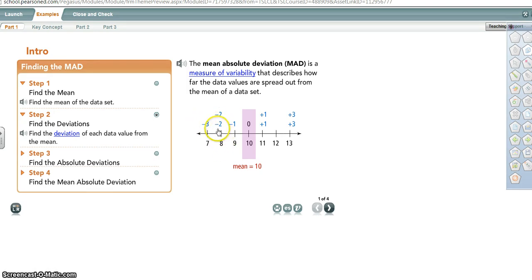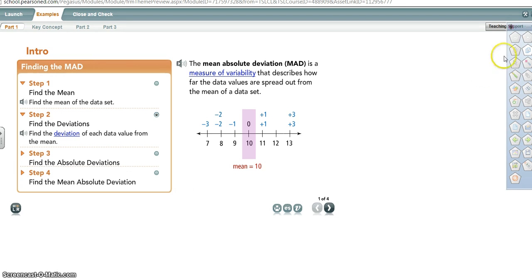8 is -2 away from the mean of 10. 9 is -1 away from the mean of 10. And if you go greater than the mean of 10, you might be 3 away from the mean or 1 away from the mean. The data point that's exactly the same as the mean is 0 away from the mean. So we're changing our data points into numbers for how far away they are from the mean.